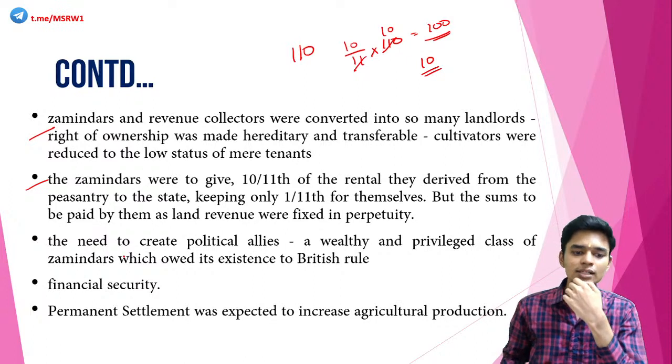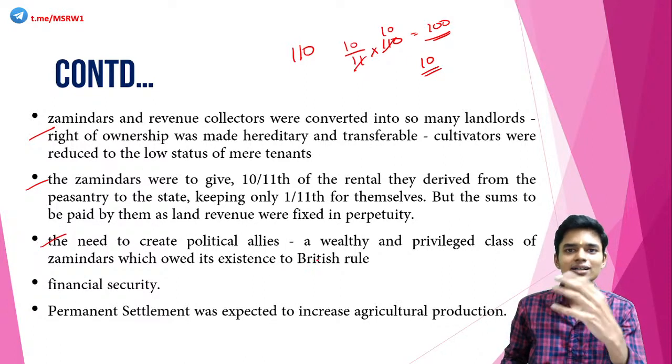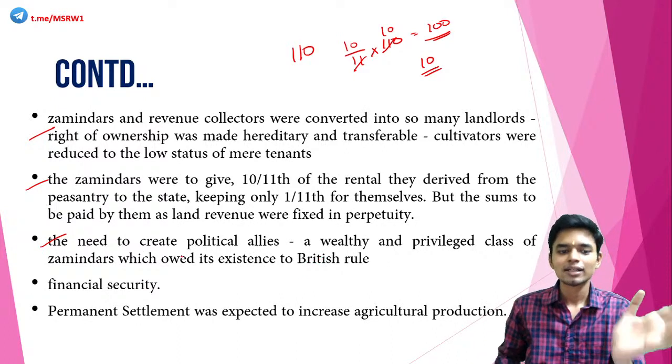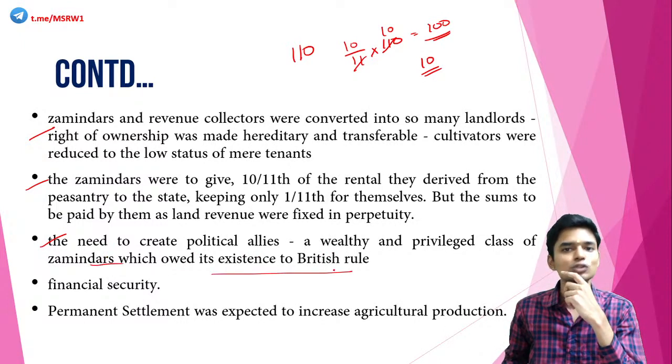Okay, so the need to create political allies. Why did the British give the rights of these lands to the zamindar? Because they needed to create political allies, a wealthy and privileged class of zamindars which owed their existence to British rule.